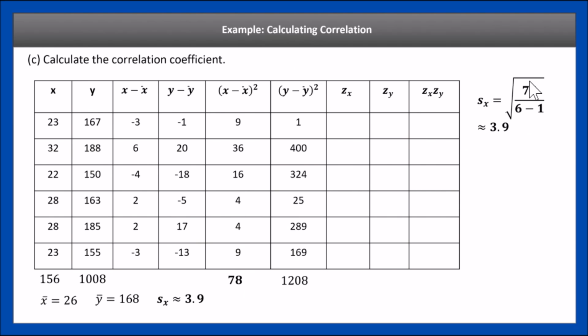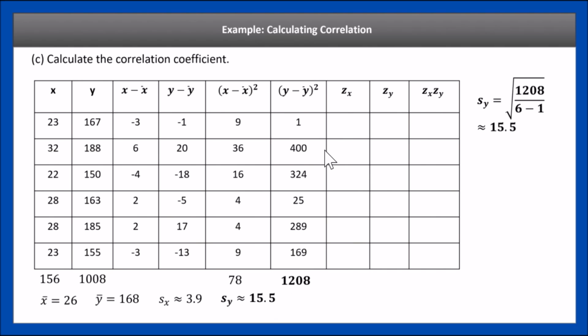Then we're going to use the 78 to calculate the standard deviation for x. It's the square root of the sum of this total, the 78, divided by 6 minus 1, since 6 people were surveyed. You get 3.9. We repeat this for sy to calculate the standard deviation for y. We use 1208, divide that by 5, and take the square root to get sy, 15.5. Okay, so this is how we got sx and sy.